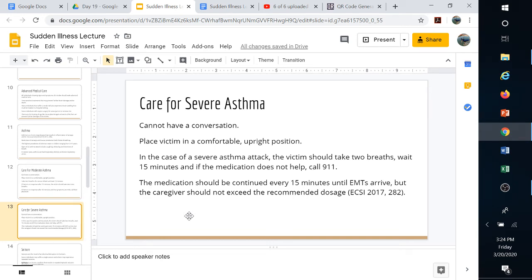So care for severe asthma. How do we tell? They can't even have a conversation. They are struggling to breathe. They may even have pale skin. I mean, it can get bad.